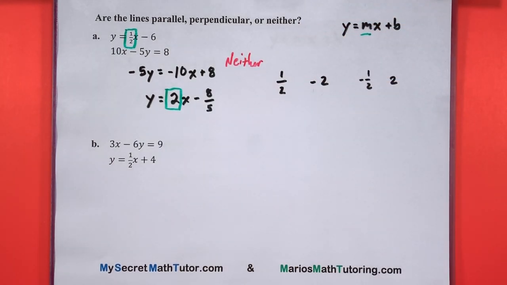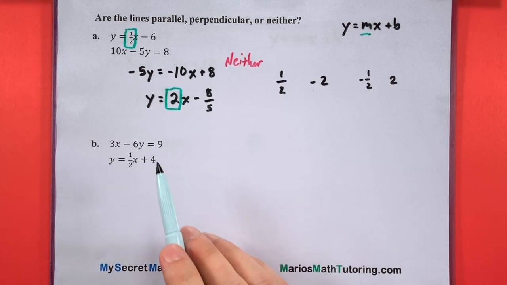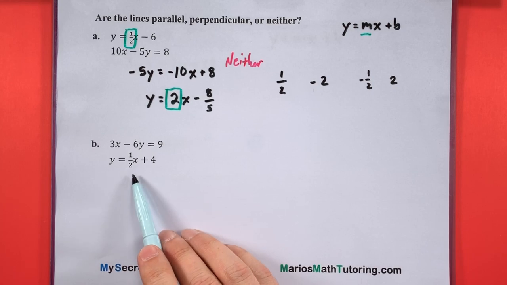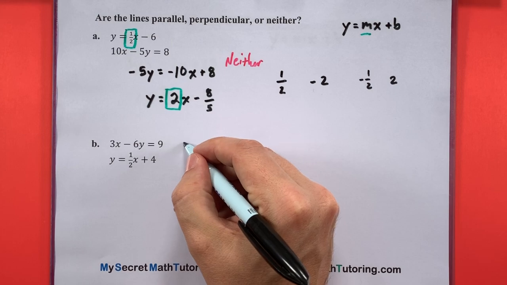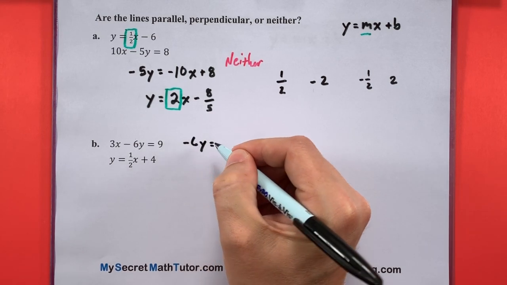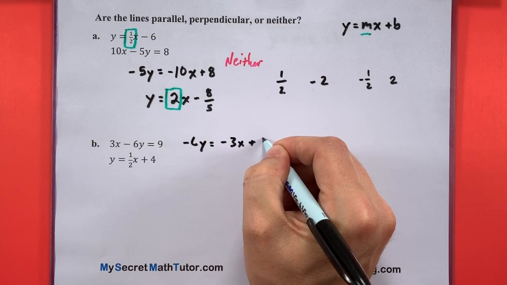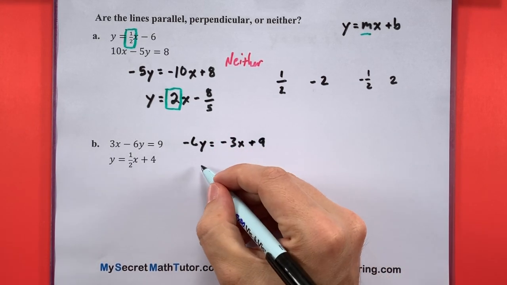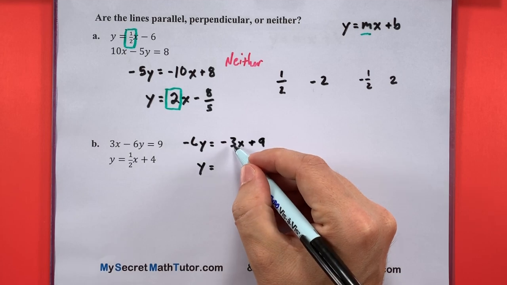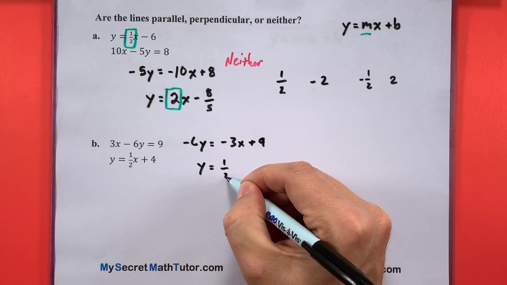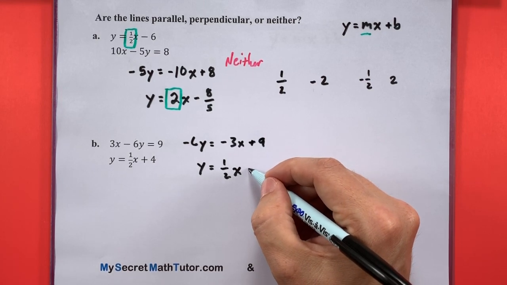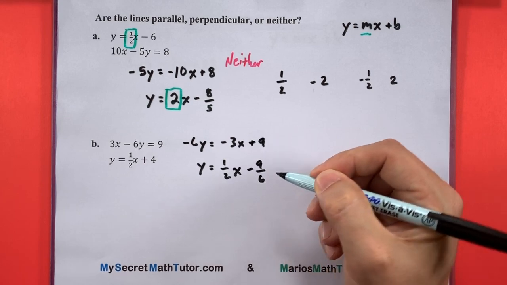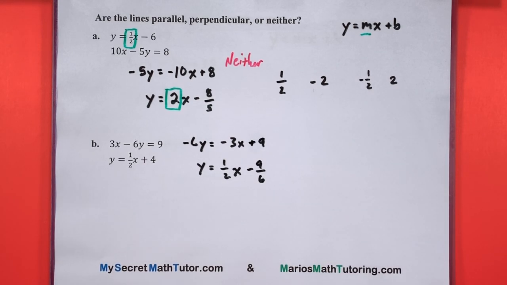parallel nor perpendicular. Let's try that same technique for our second set of lines. This second one is already in our y equals mx plus b form, but the first one is not. So we'll do a little bit of work with this one by moving the 3x to the other side. That'll give us a negative 3x. And then we'll need to divide through by the negative 6. So negative 3 divided by negative 6 will give us a 1/2. Negative 9 divided by negative 6, we could reduce that, but I'm just going to leave it as negative 9/6, since we're not really worried about the y-intercept anyway.